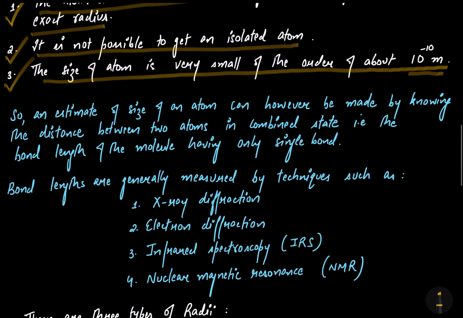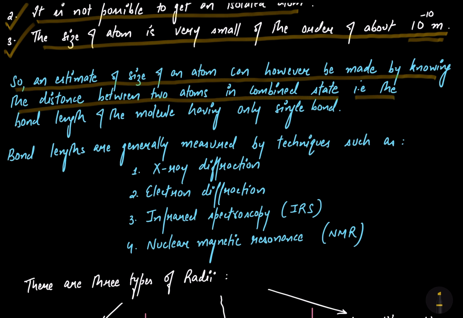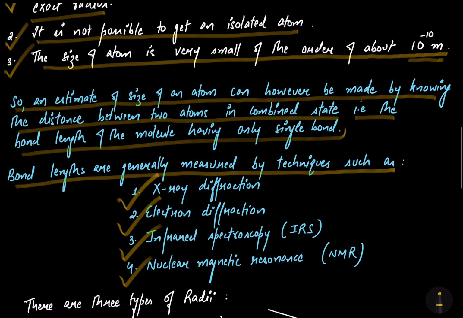So what next? An estimate of size of an atom can however be made by knowing the distance between the two atoms in the combined state. That is, the bond length of the molecule having only one sigma bond or a single bond. Now, the bond lengths are generally measured by techniques such as X-ray diffraction, electron diffraction, infrared spectroscopy, also known as IR, and nuclear magnetic resonance, known as NMR. So let's talk about the different types of atomic radii. After that, I will make you understand how to evaluate the radii by knowing the bond length.